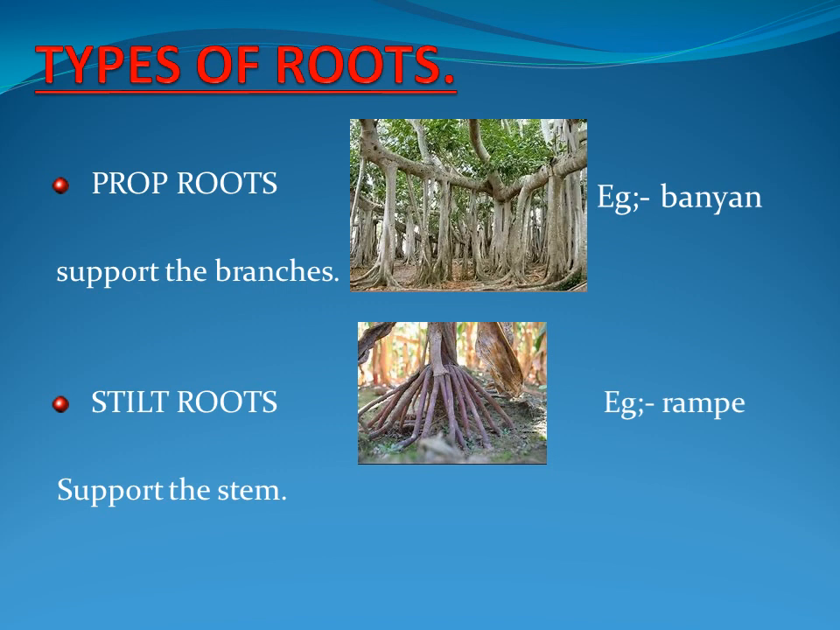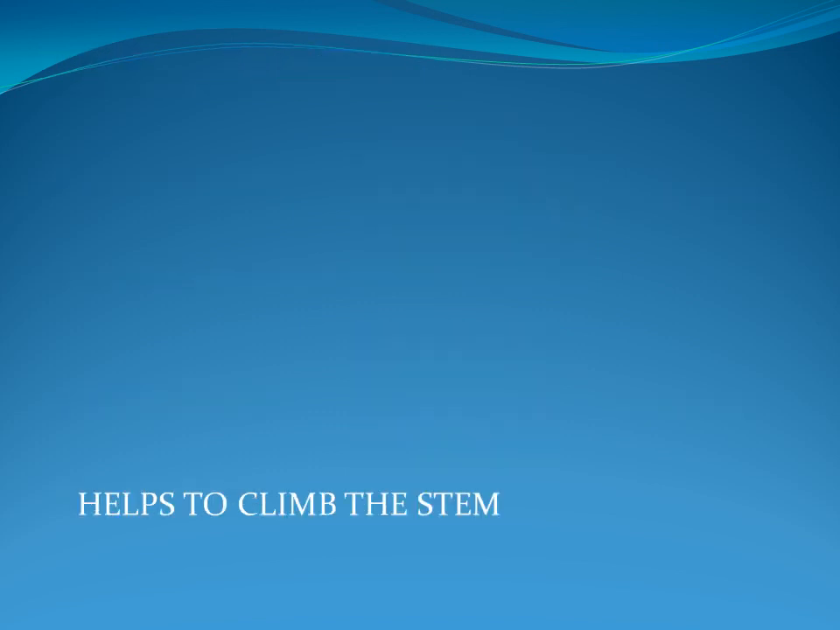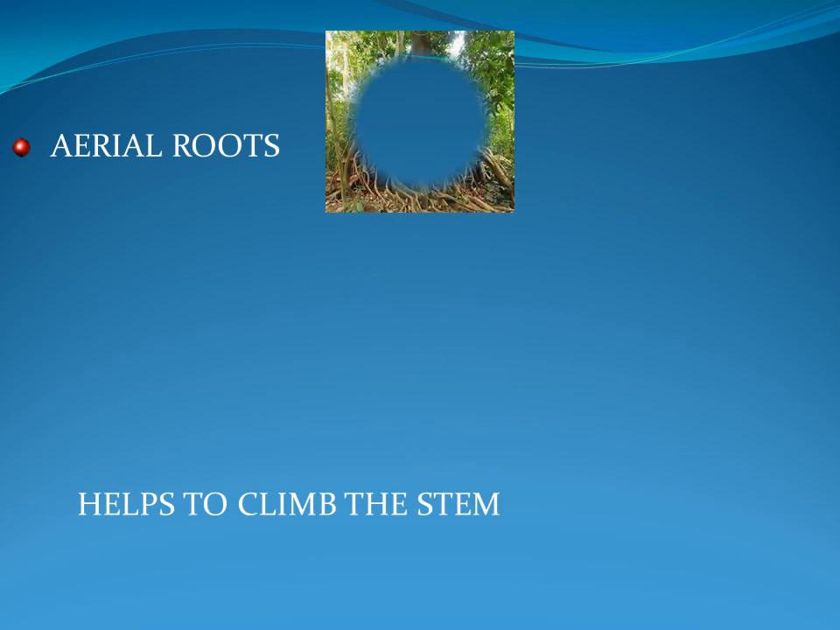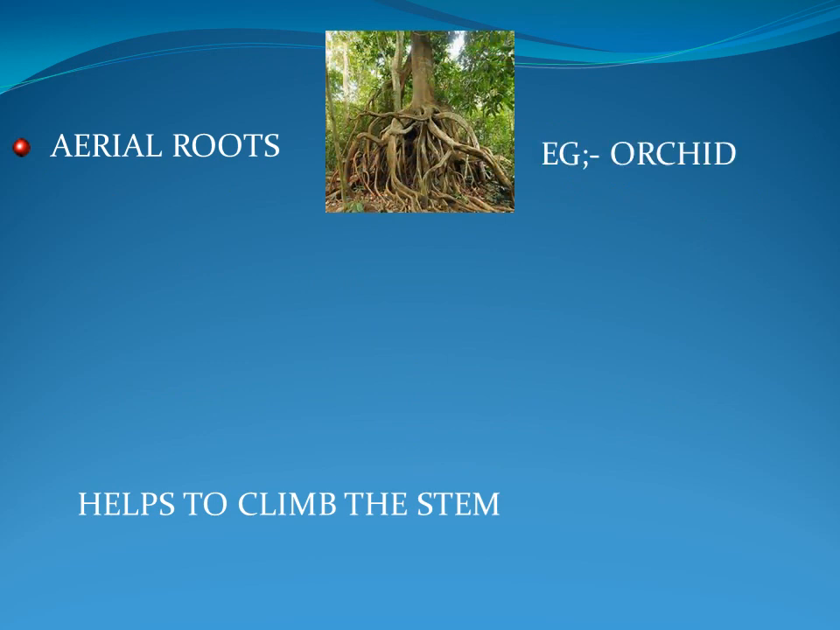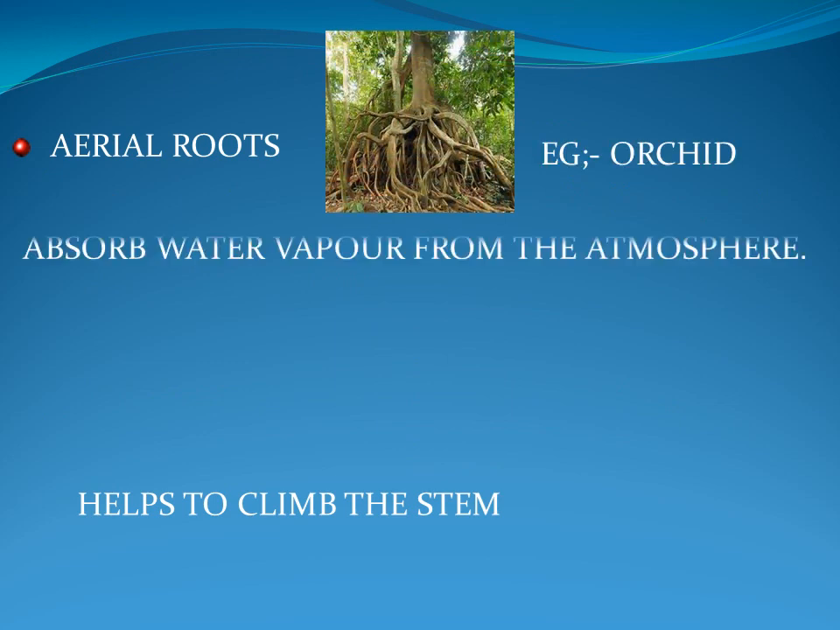So let's move on. Then you can see aerial roots, and aerial roots absorb water vapor from the atmosphere. If you are talking more about aerial roots, orchids are some plants which carry out aerial roots. So they are absorbing water vapor from the atmosphere.